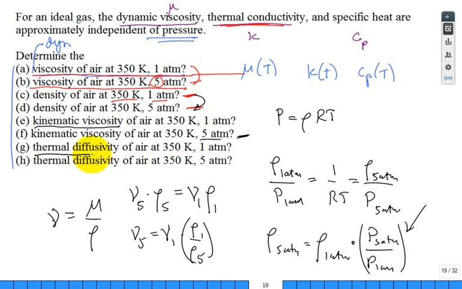Okay, thermal diffusivity, same thing. Go slow, you can work it out. I'll leave that in the interest of time. Let's press forward.